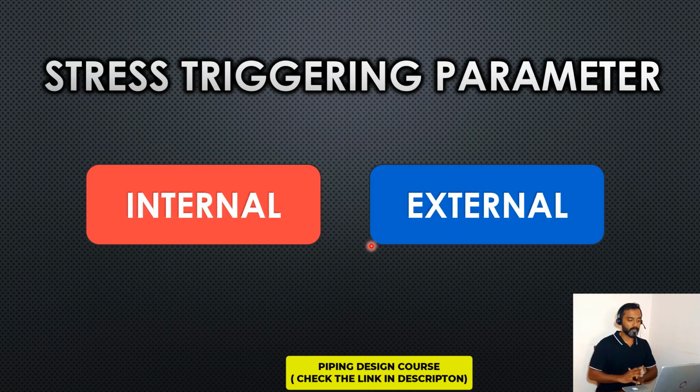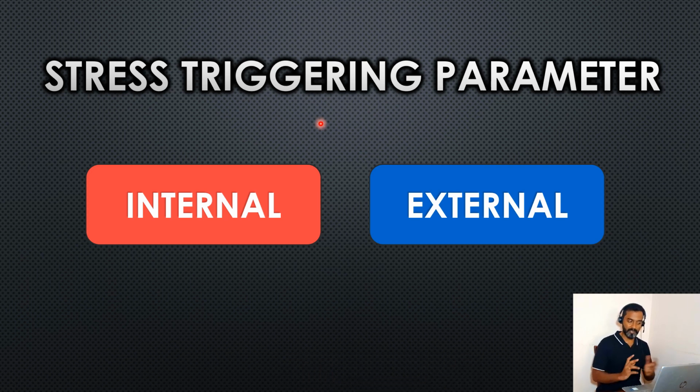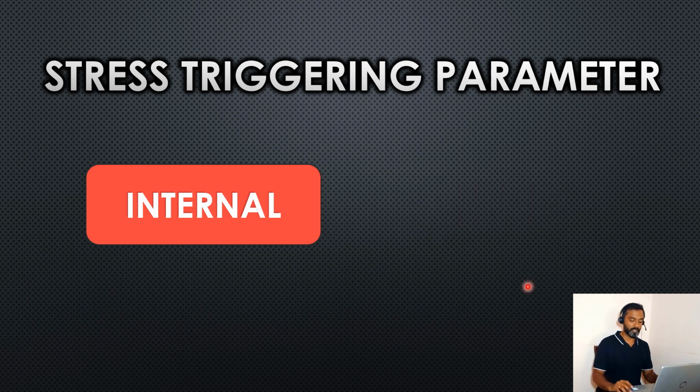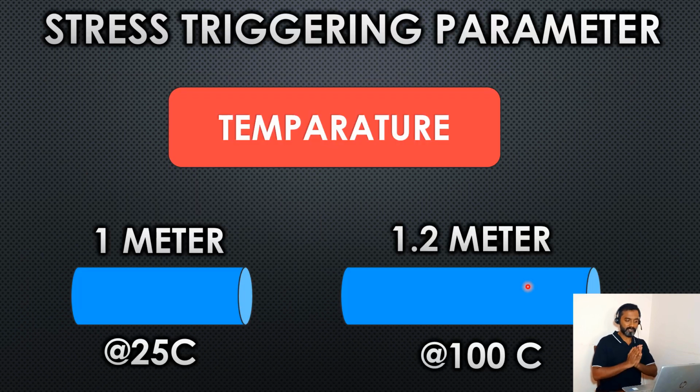Now we are going to understand the triggering factor. You must have something known as a triggering factor, right? That will trigger the stress. Let me classify this into two categories: one is the internal triggering factor and the other is the external triggering factor. Let's first look into the internal triggering factors. What are those? The first one is temperature.